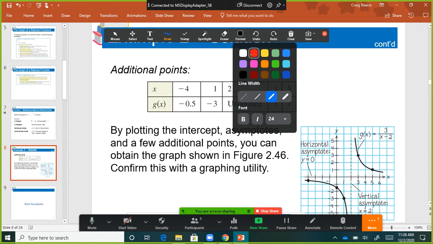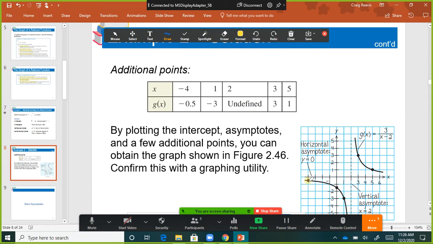Let me see if I can try a different color. That's where they got that point. All right. Then they also plugged in positive 1 to get this point down here. And so they got the idea. Once they plotted these 3 points and they knew these two asymptotes, then they were able to make this graph must look something like this. And then we know it's undefined here.